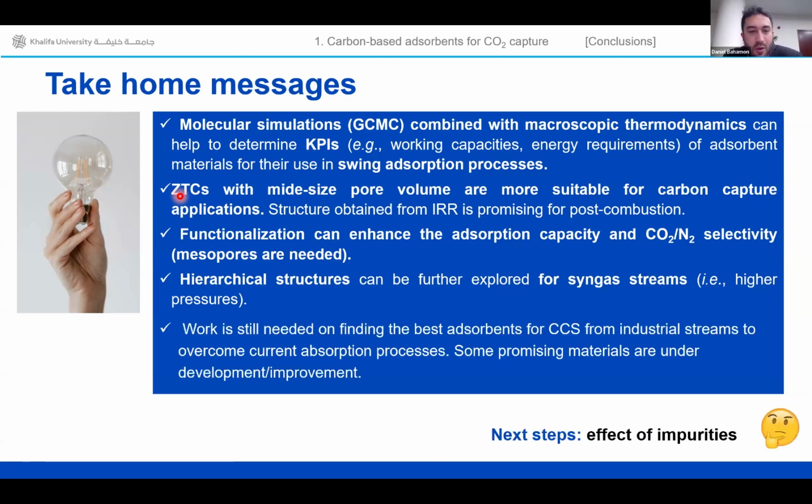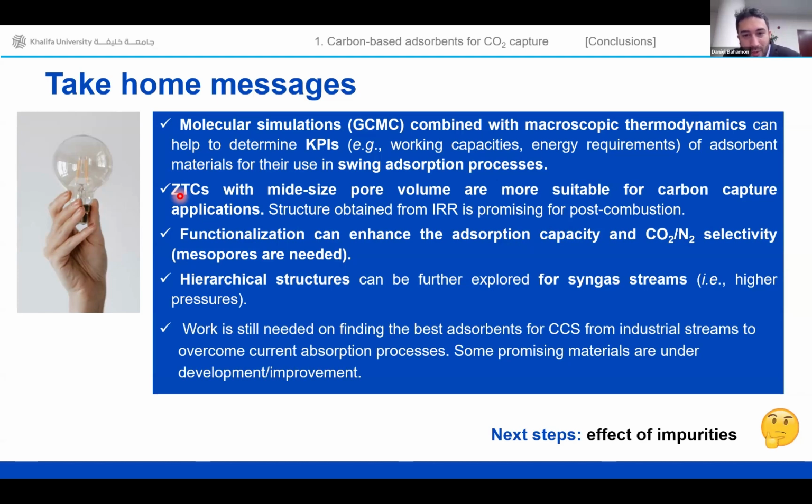And of course, there is still work needed to find the best absorbents, but these are promising materials. There are not only these ones, but some other ones are also in development. So we expect to see more advances in this topic in the coming years.